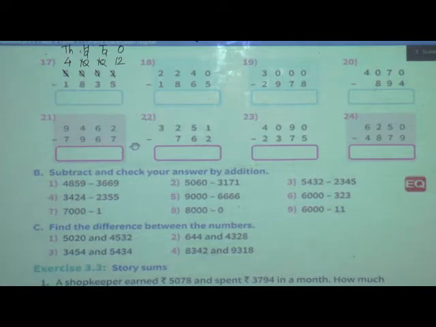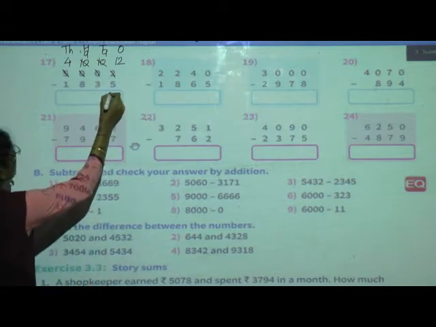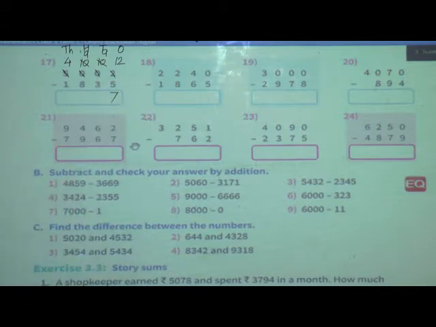Now see the ones place. 12 minus 5. Do the subtraction. 12 minus 5. Now you can do it very easily. After 5 count your fingers till 12. 12 minus 5 is equal to 7. So we'll write 7 at ones place.